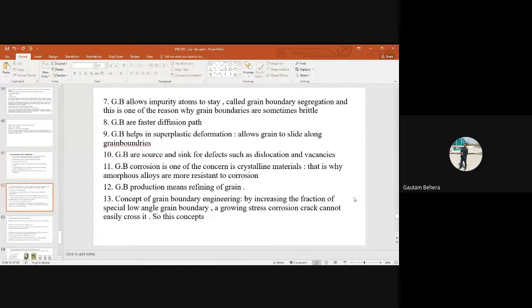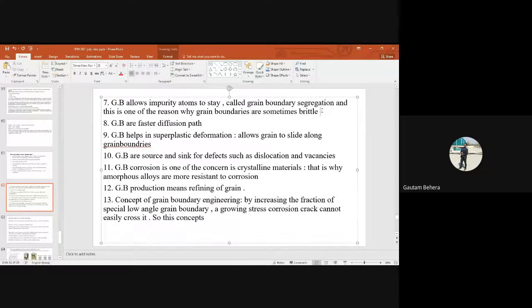Then grain boundary allows impurity atoms to stay. This is also very interesting. Sometimes impurity elements or alloying elements want to stay in the grain boundary region, not inside the grain. Sometimes that is called grain boundary segregation, right? So there is a problem with this. This is one of the reasons why grain boundaries are sometimes brittle. If impurity elements get segregated or deposited along the grain boundaries, the property will be different inside the grain and along the grain boundaries.